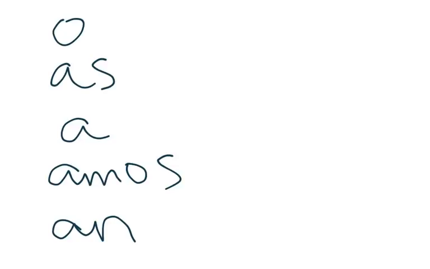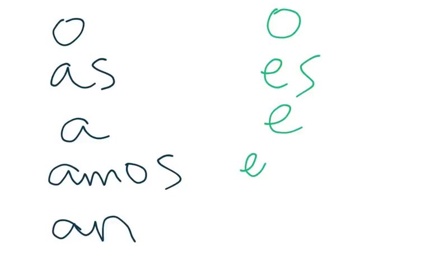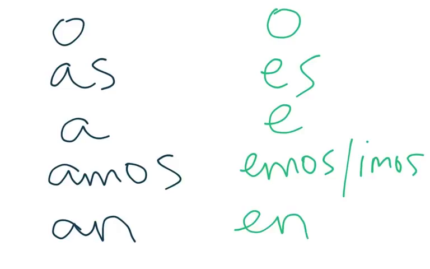A couple of other things need to be understood when thinking about these patterns, and one of them is that vowel ending, that O, that AS, that A, that AMOS, and that AN, shows who's doing the action. Unless the verb didn't originally end in an ER, and then the endings are O, ES, E, EMOS, or IMOS, and EN. That's why it's se despierta, but it's se pone for putting on clothes. Your options at the end are an A or an E, depending on what the verb originally ended.